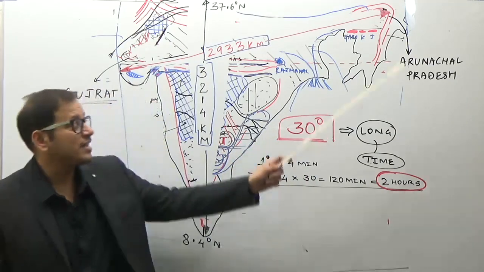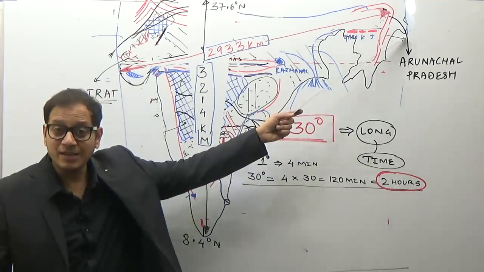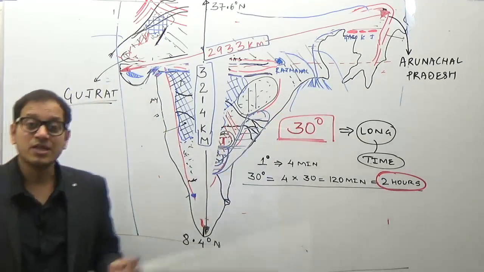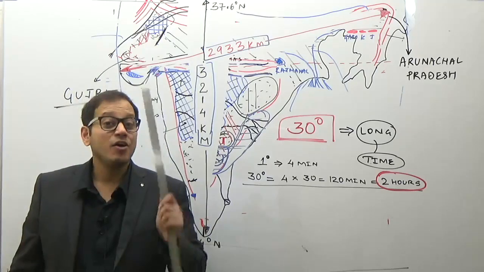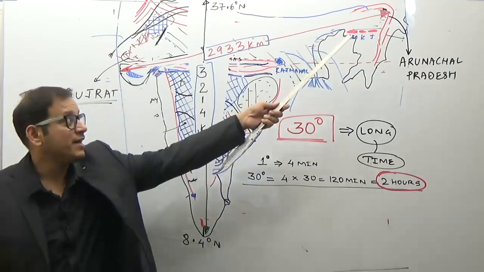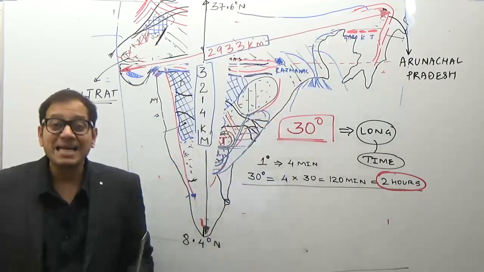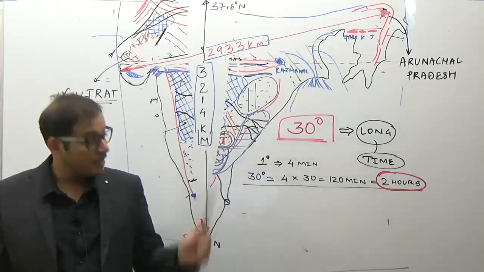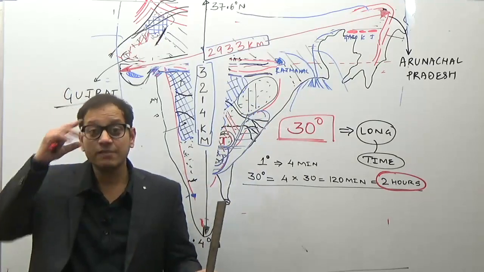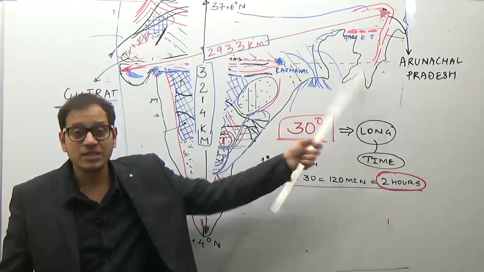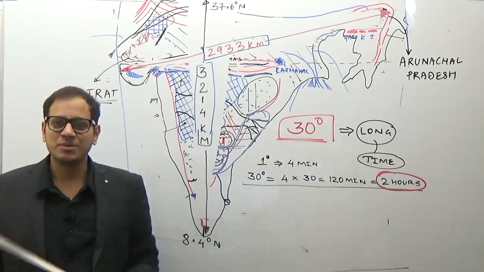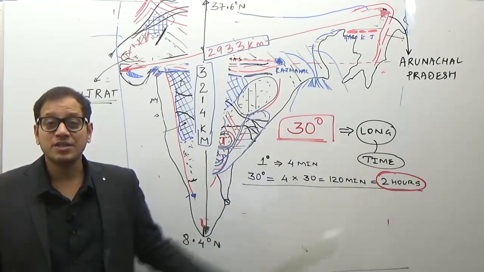So if the sun is rising at 5 o'clock in the morning in Arunachal Pradesh, after 2 hours the sunrise will be in Gujarat. The maximum distance between the eastern and western coast of India lies between Arunachal and Gujarat, and the maximum time difference between these two extremities of India is 2 hours.